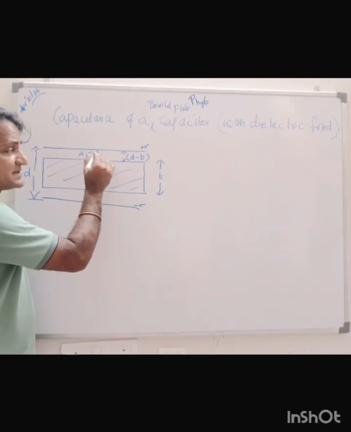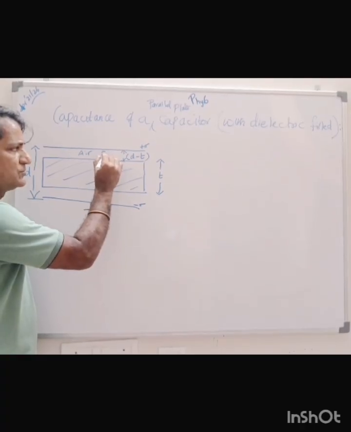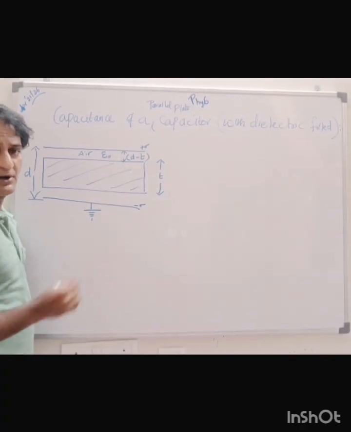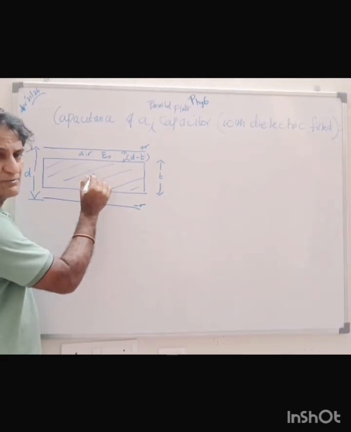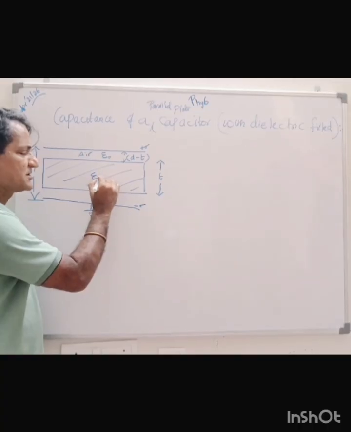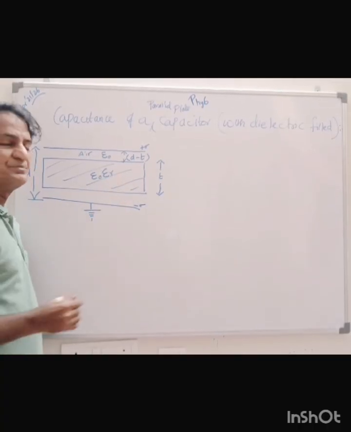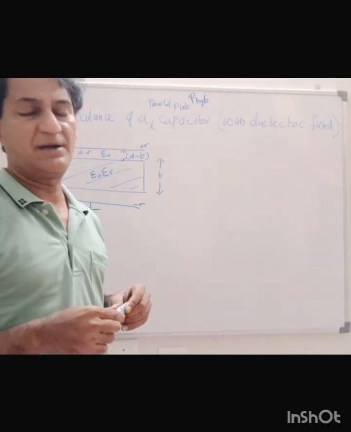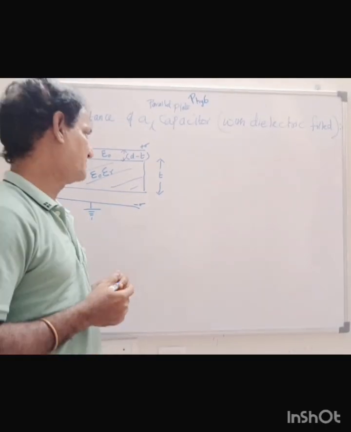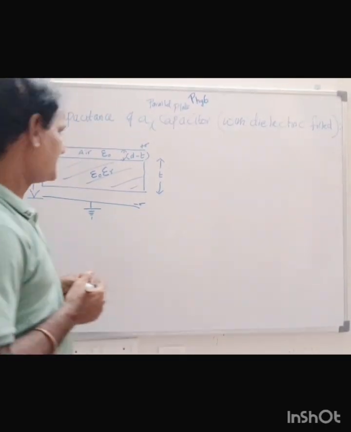If air is present, certainly we have to use epsilon naught, that is the permittivity of free space. In the case of the dielectric slab, which is ebonite or mica or oil like that, we have to use epsilon naught into epsilon r, where epsilon r is called the dielectric constant or relative permittivity, which has no unit.